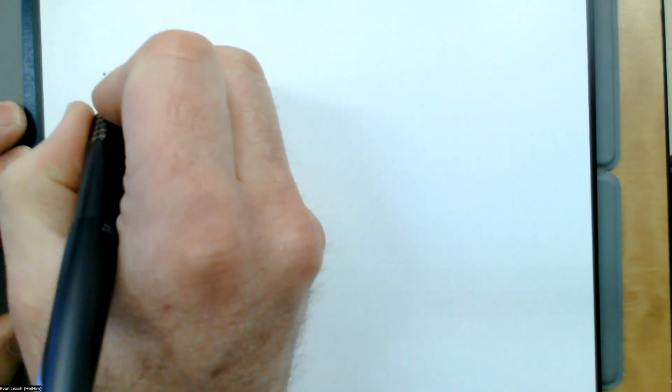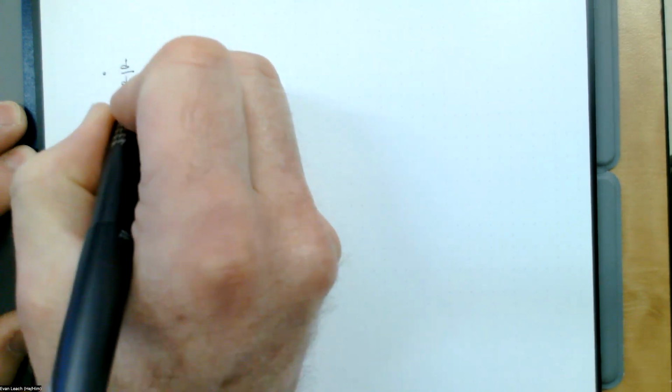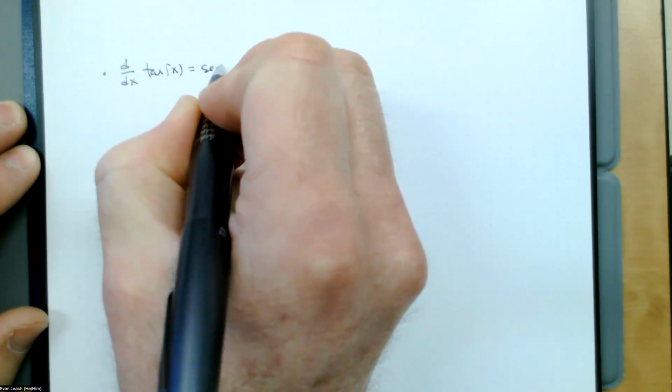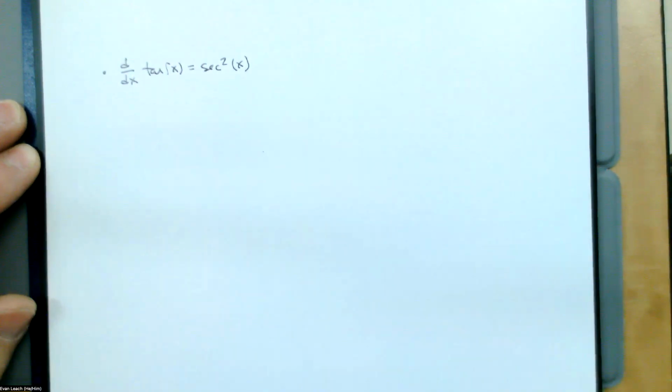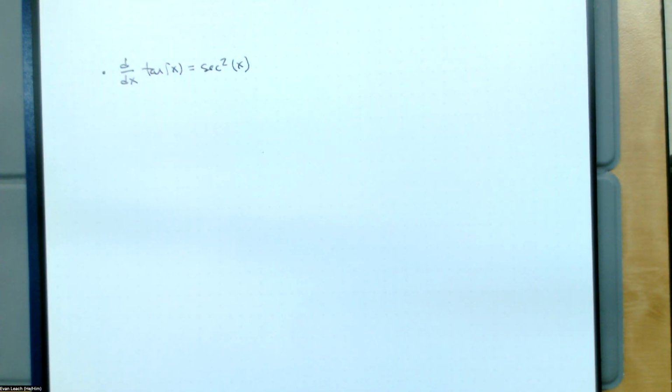But wait, there's more in the category of trigonometric functions. The derivative of tangent is secant squared. And the derivative of secant is secant tangent.